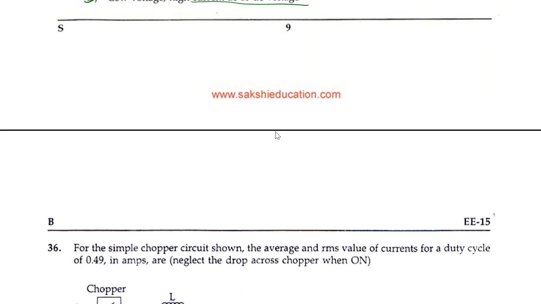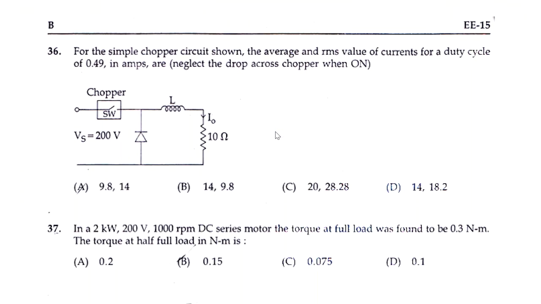Next one, for the simple chopper circuit shown, find the average and RMS values of the currents for the duty cycle of 0.49 in amps, and neglect the voltage drop across the chopper here. Here you need to identify what kind of chopper it is, either a step up chopper or a step down chopper. So this is a step down chopper, or we can also call this a buck converter.